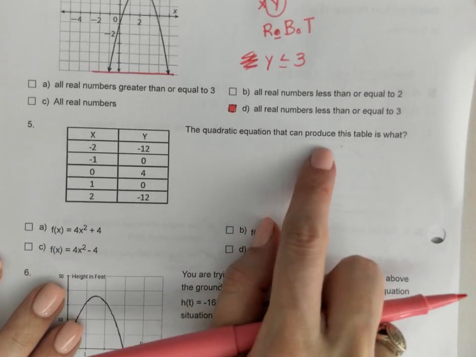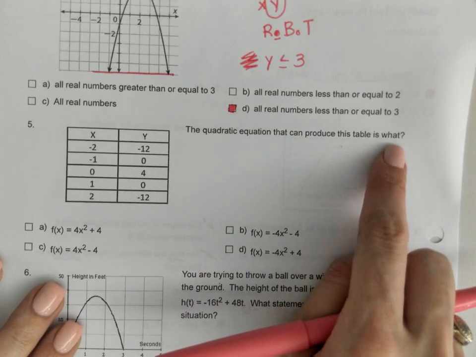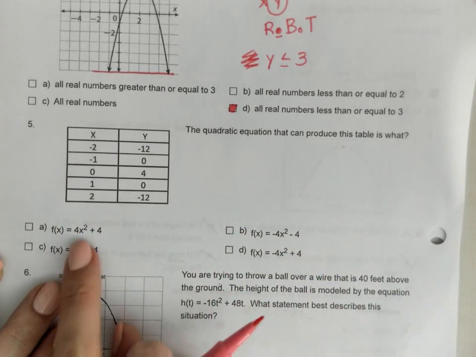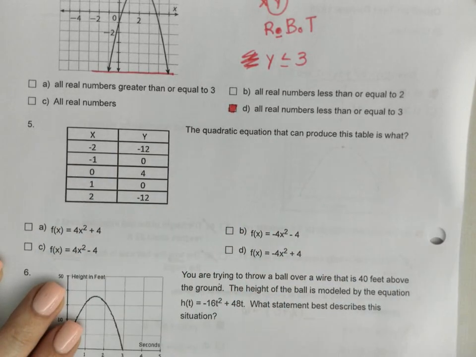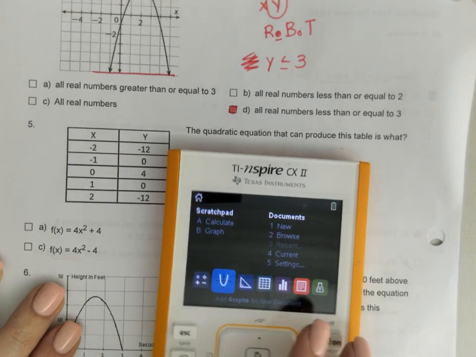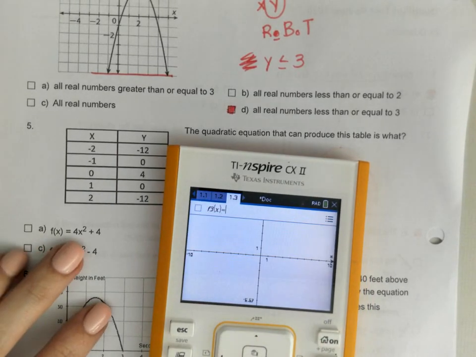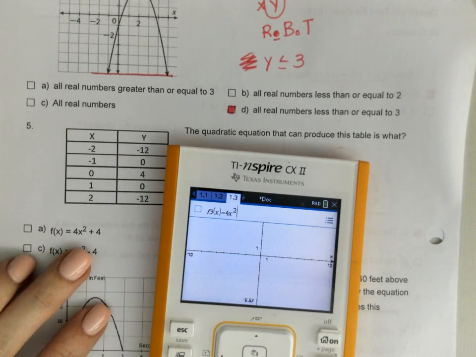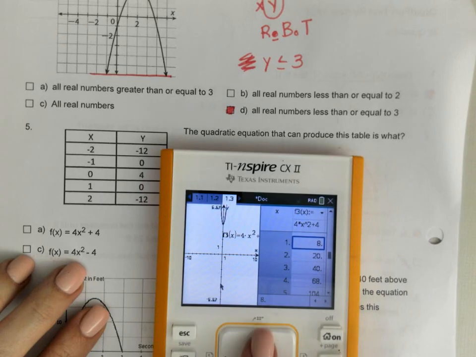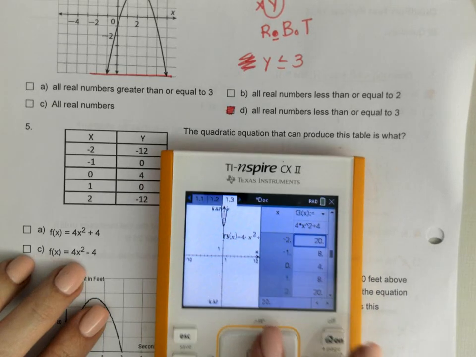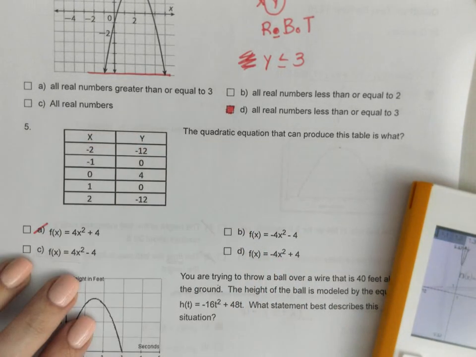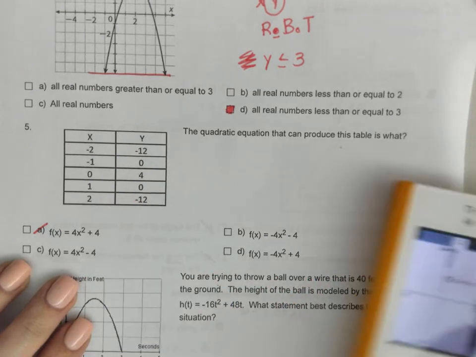The quadratic equation, which quadratic equation can produce the table? So which one of these gives me that table? So what we need to do is go to the graph. We're going to type in these functions, 4x squared plus 4. And you can do Control T and see, does it go to -2, -12? No. Another way to do this would be to put these points in stat.